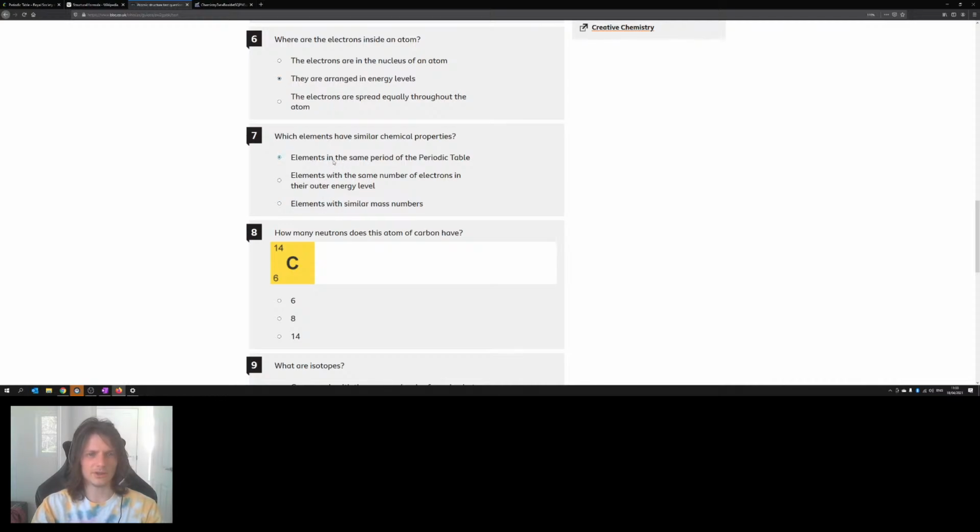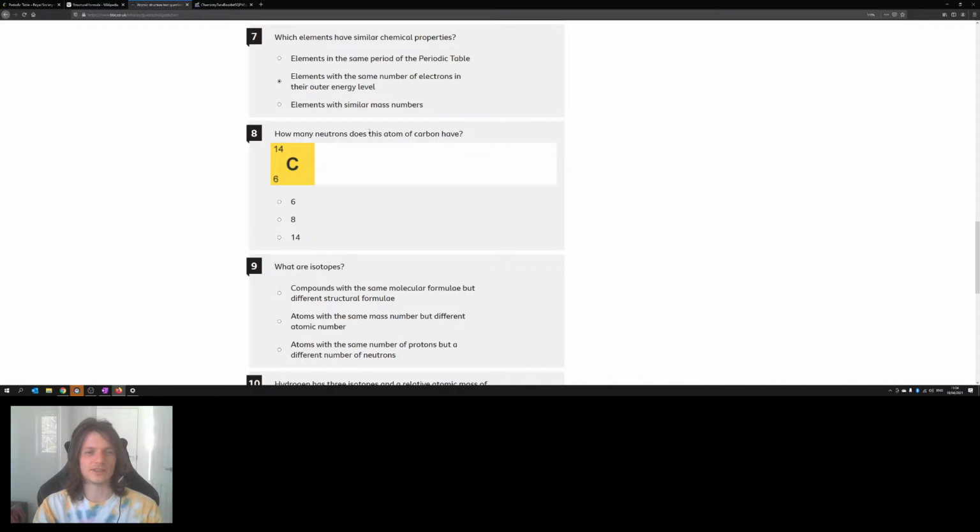So it's elements in the same period of the periodic table, elements with the same number of electrons in the outer energy level. I mean, this must be right because that's where the... I don't know. It's one of these. I'm kind of unsure, but I feel like this is the correct one for some reason.